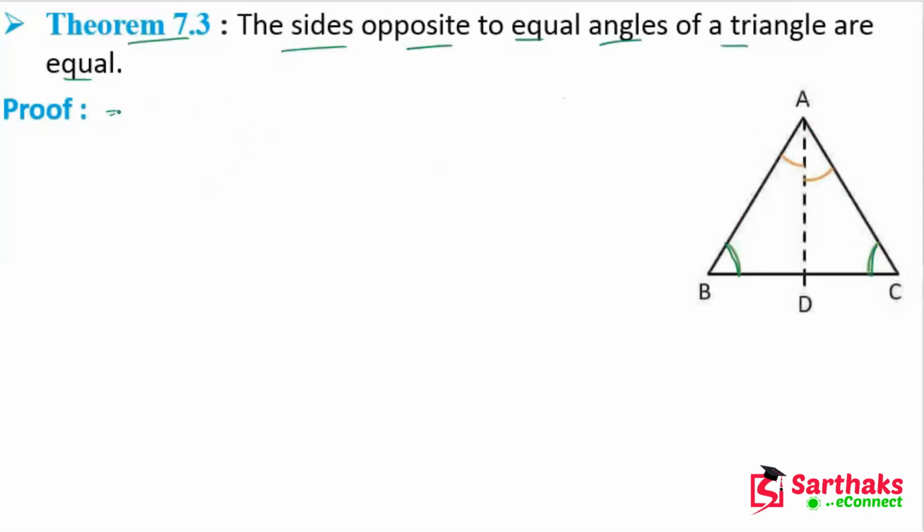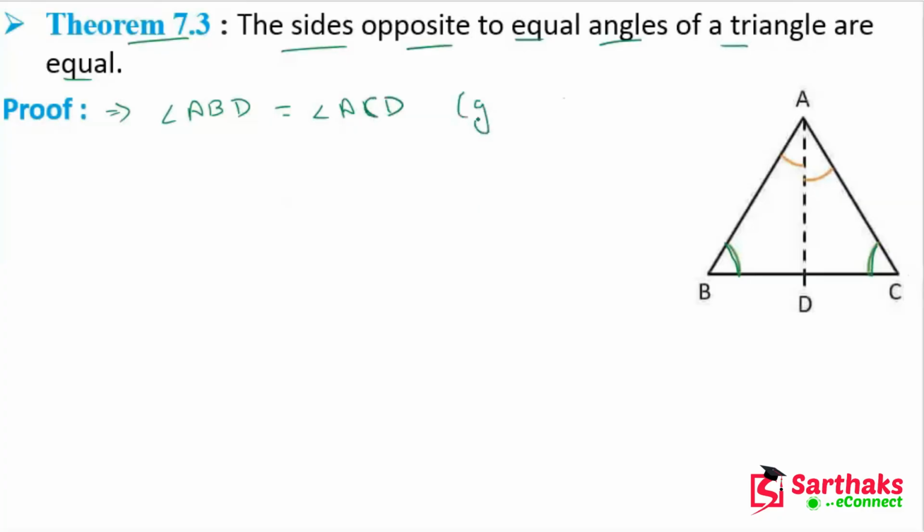First of all, write the given part. According to this statement we have angle ABD. Again we are constructing a line, the AD line, which is the bisector of angle A. So we can say that angle ABD is equal to angle ACD.